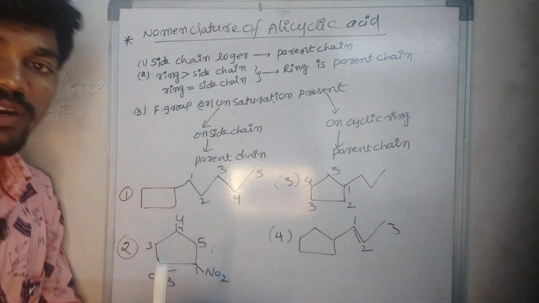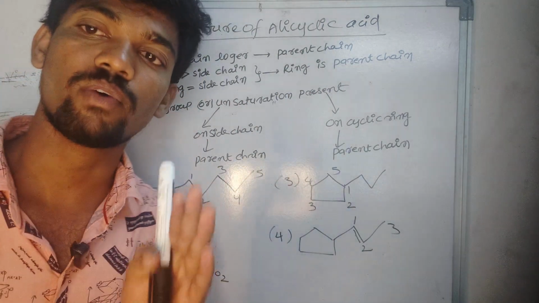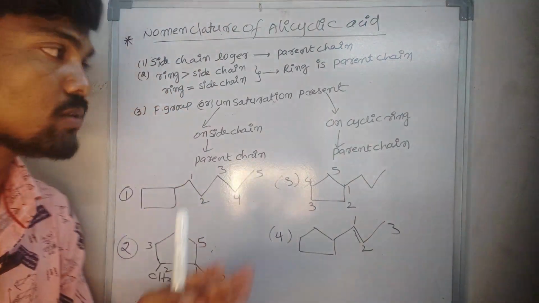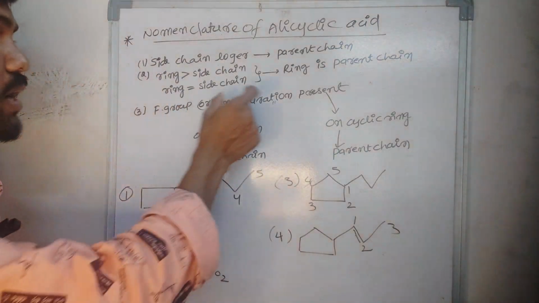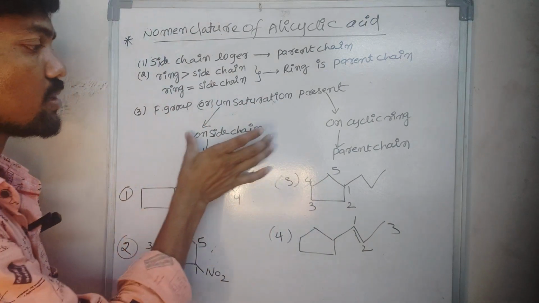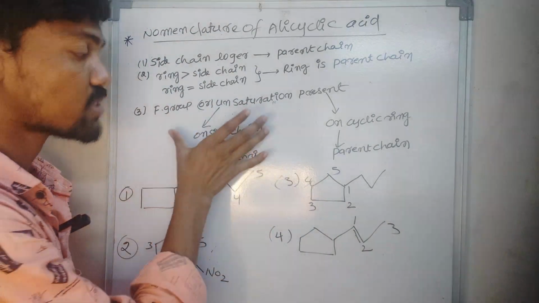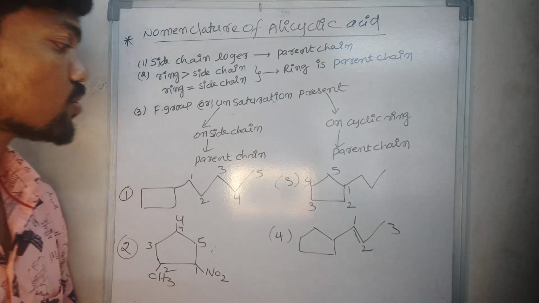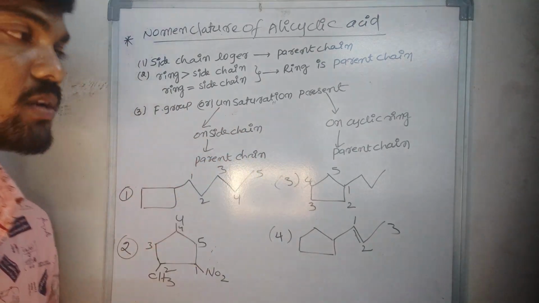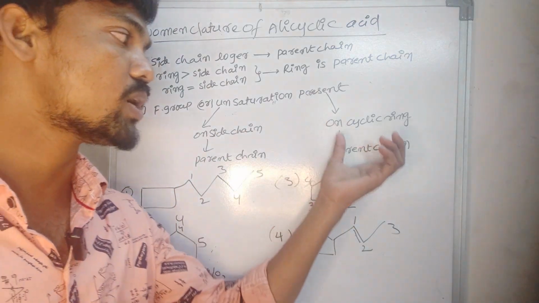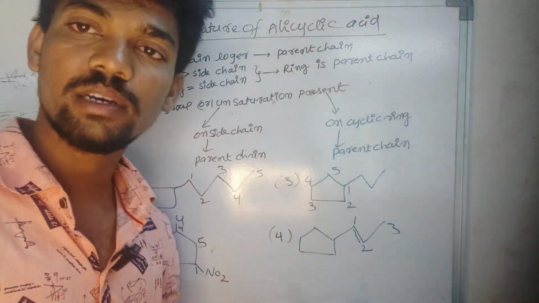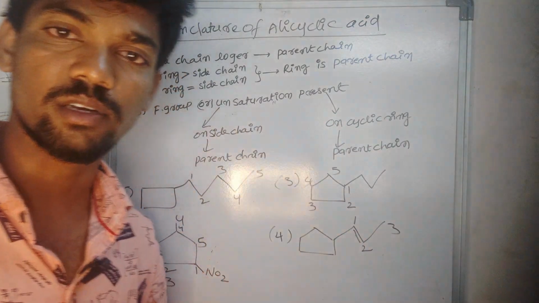What happens if a functional group or unsaturation is present in the side chain or the cyclic ring? If the unsaturation or functional group is present on the side chain, then we have to take that as the parent chain. If it is not present on the side chain and is only present on the cyclic ring, then we take the ring as the parent chain.